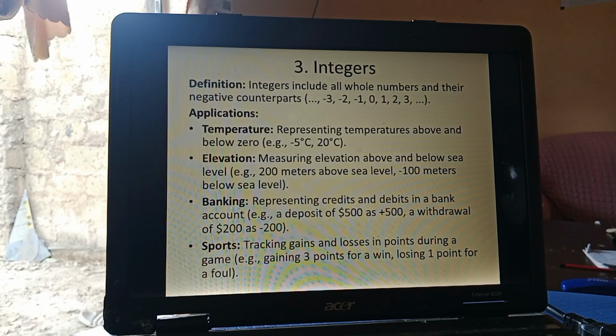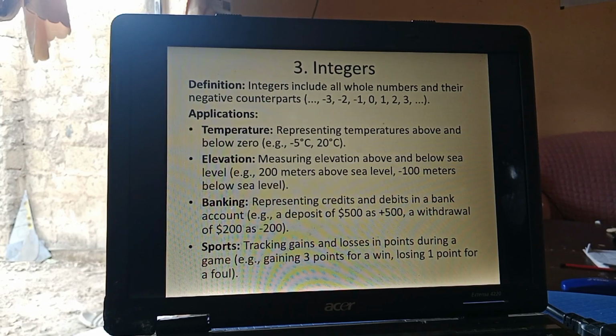Banking. Representing credits and debits in a bank account, e.g., a deposit of $500 as plus 500, a withdrawal of $200 as minus 200. Sports. Tracking gains and losses in points during a game, e.g., gaining 3 points for a win, losing 1 point for a foul.